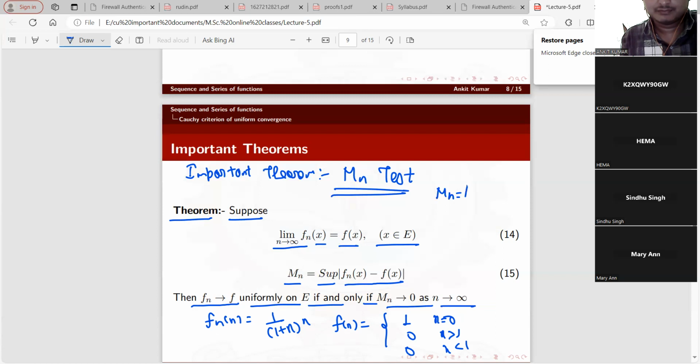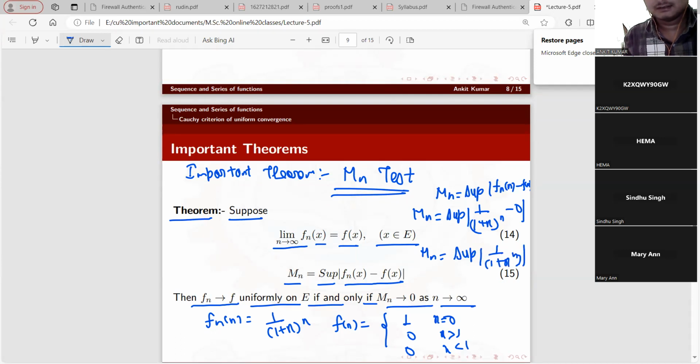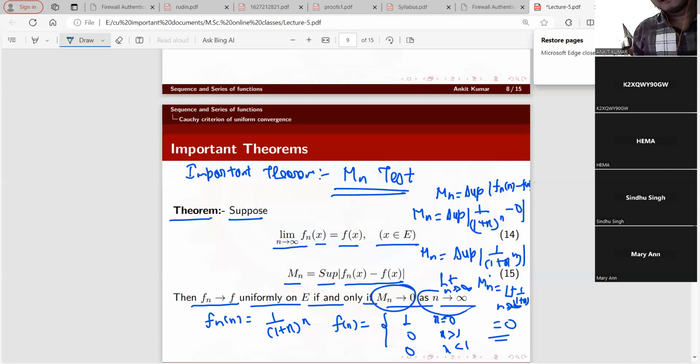Now capital M_n is the supremum of mod of f_n(x) minus f(x). So capital M_n is the supremum of 1 upon 1 plus x to the power n, minus the value of f(x), which is 0. As n tends to infinity, capital M_n is the limit of 1 upon 1 plus x to the power n, so this is 0. So if M_n tends to 0 as n tends to infinity, then f_n tends to f uniformly, so it is uniformly convergent.